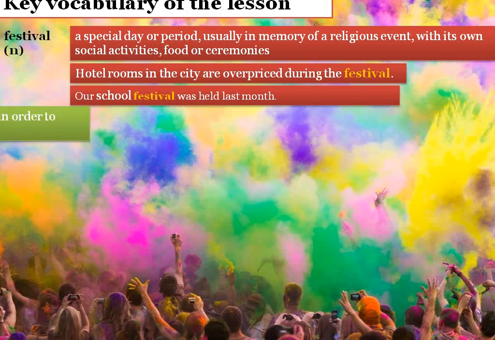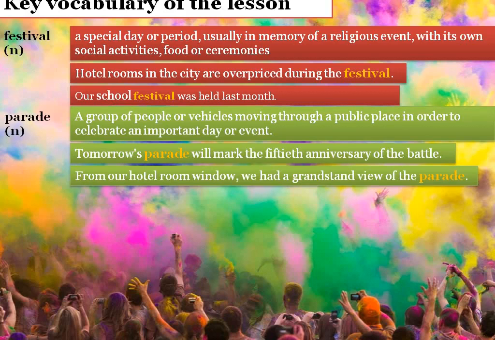Another word. Parade. What's a parade? A group of people or vehicles moving through a public place in order to celebrate an important day or event. Example, tomorrow's parade will mark the 50th anniversary of the battle. From our hotel room window, we had a grandstand view of the parade.